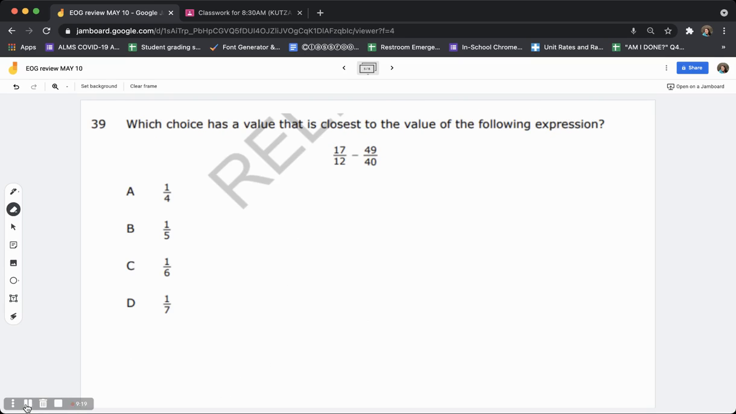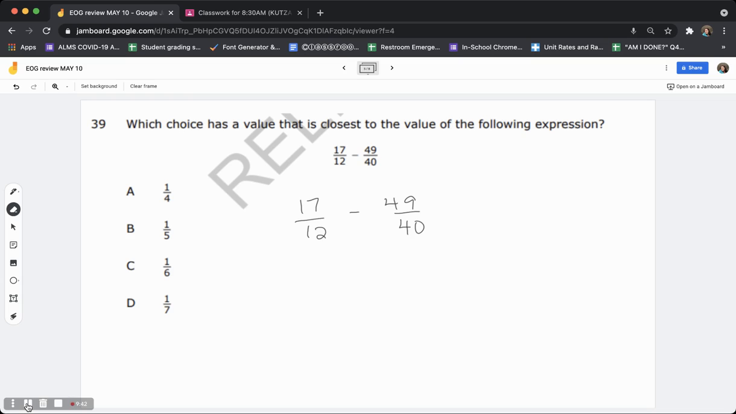And lastly, which choice has a value that is closest to the value of the following expression? So we are doing 17 over 12 minus 49 over 40. The first thing I need to do when I add or subtract fractions is find a common denominator. So my common denominator is going to be my least common multiple.